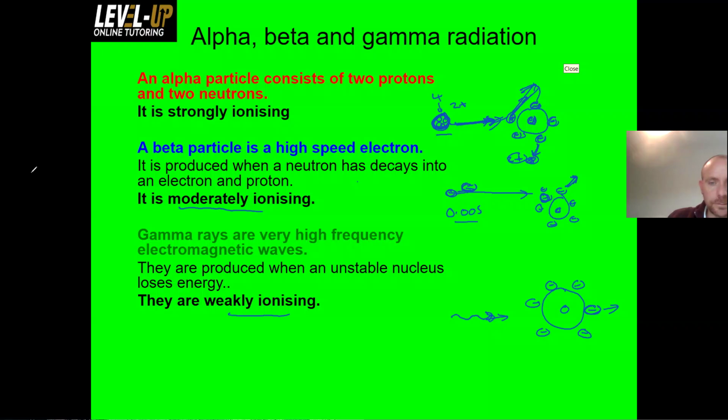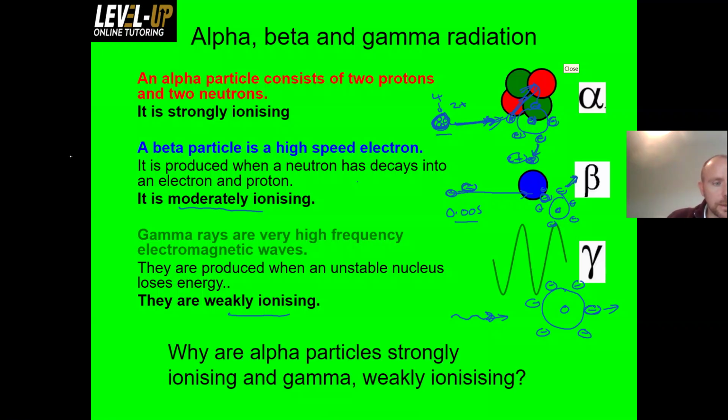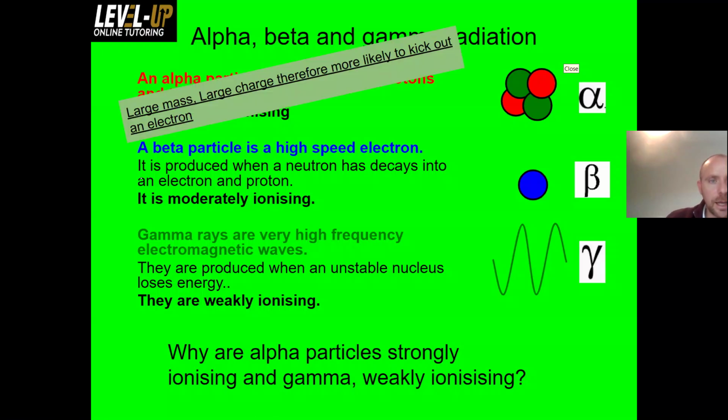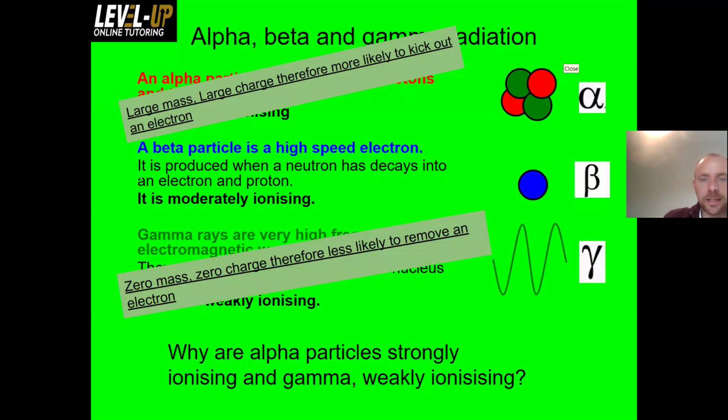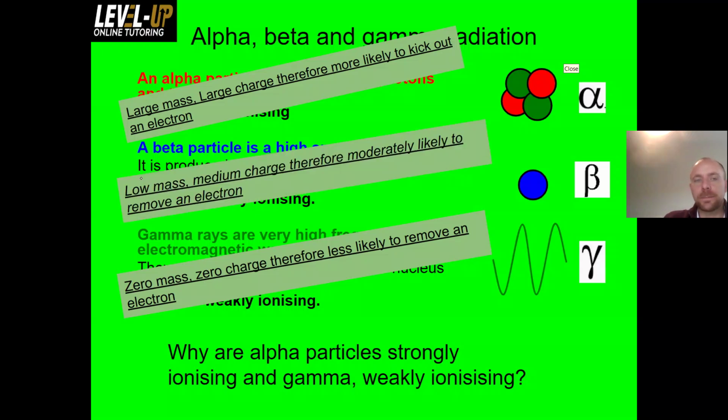So to summarize that, get rid of my brilliant pictures there. Why is alpha particle so ionizing? It has a large mass, a large charge, and therefore it's more likely to kick out an electron. Gamma at the other end has zero mass, zero charge, has a lot of energy, but it's less likely to remove an electron, so it is weakly ionizing. And beta is somewhere in the middle. Low mass, but medium charge, therefore moderately likely to remove an electron and cause ionization.